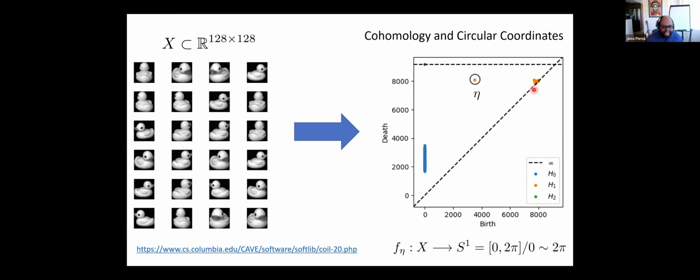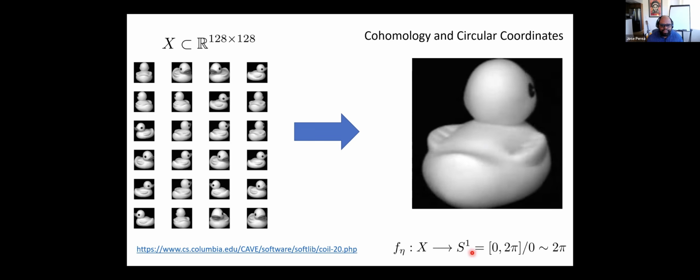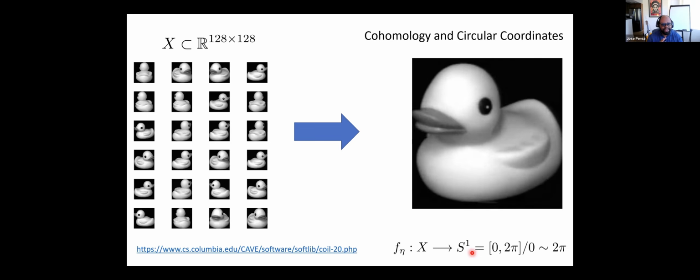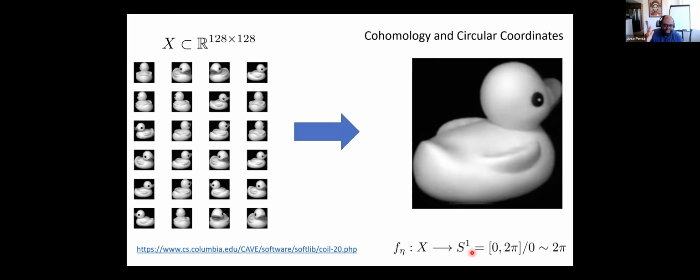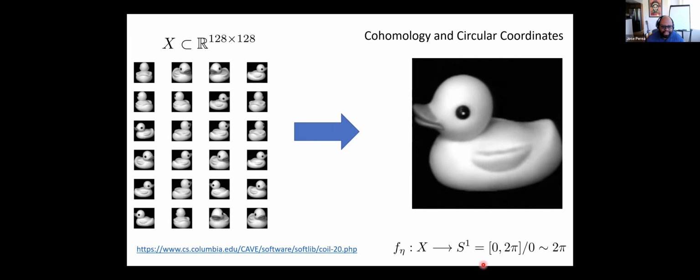So you can take that class and use the circular coordinates algorithm, which I haven't described because that's not what we're here for. But the result is that the class will give you a map from the data, meaning the collection of images of little duckies, to the circle. Okay, so that's the main thing. And now we're going to order the little duckies according to their circular coordinate. And this is the video that emerges when you do that, right? The little duckies are being played in the order of the cohomology class we found.